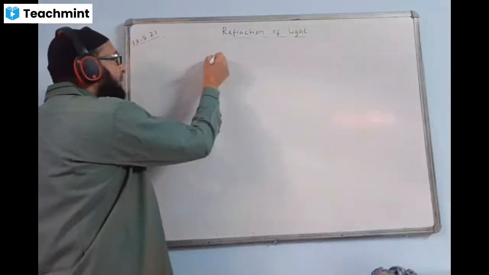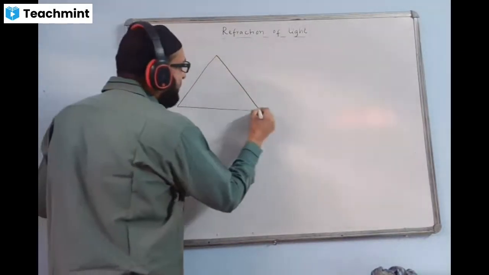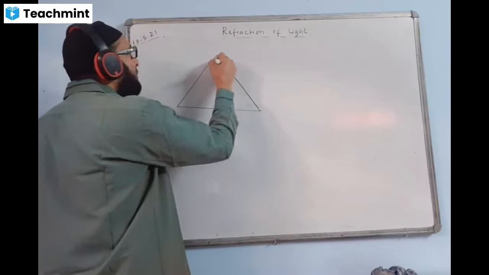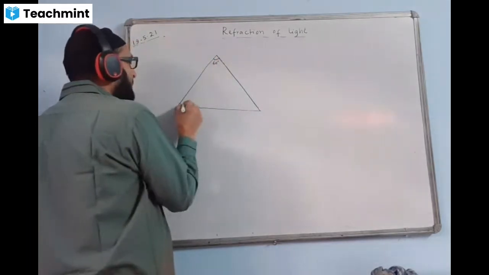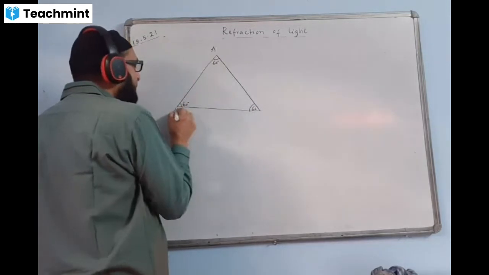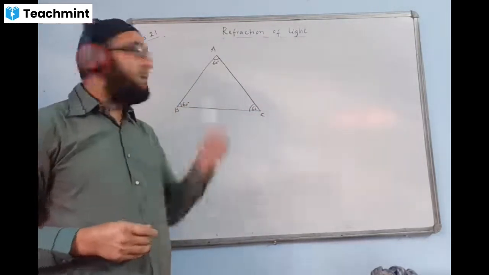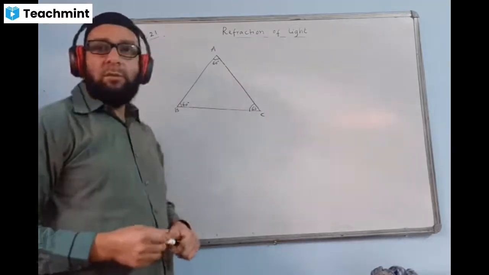We are having an equilateral triangle. Equilateral. That means what is the angle value? 60 degree each. 60, 60. Yes. This is your equilateral prism. Equilateral prism is also called regular prism. Regular means all sides are equal and all the angles are equal.